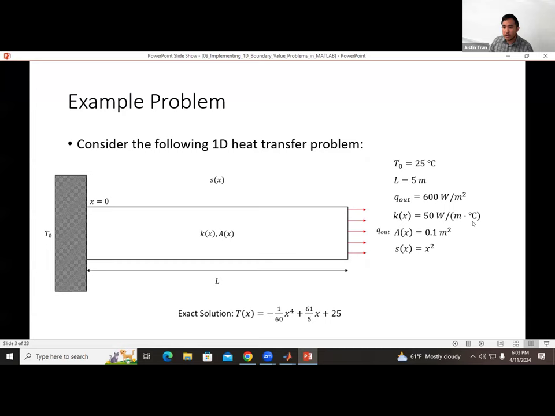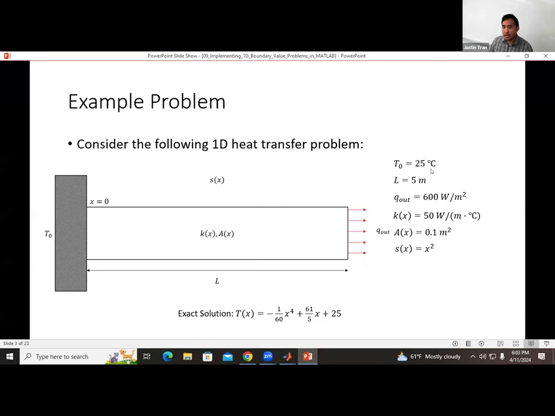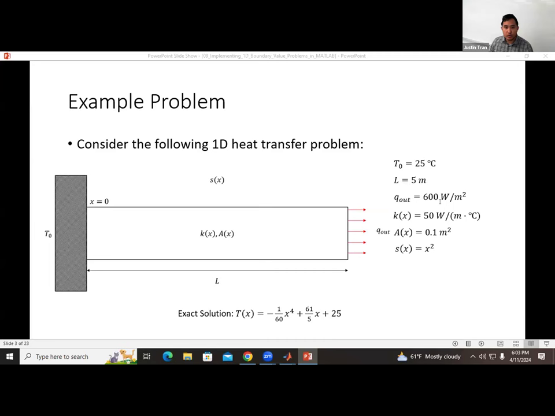The thermal conductivity is 50 watts per meter degree C. So let me go ahead and plug in 50 for the K. The cross-sectional area is 0.1, so I'm going to plug that in here. The Dirichlet boundary temperature on the left side, T naught, is 25 degrees C. So let's go ahead and plug that in right here. The Neumann boundary condition, the heat flux out the right side, is 600 watts per meter squared. So let me plug in 600.